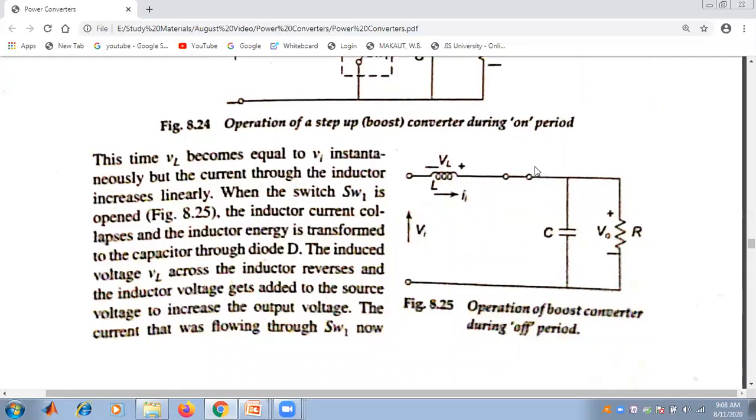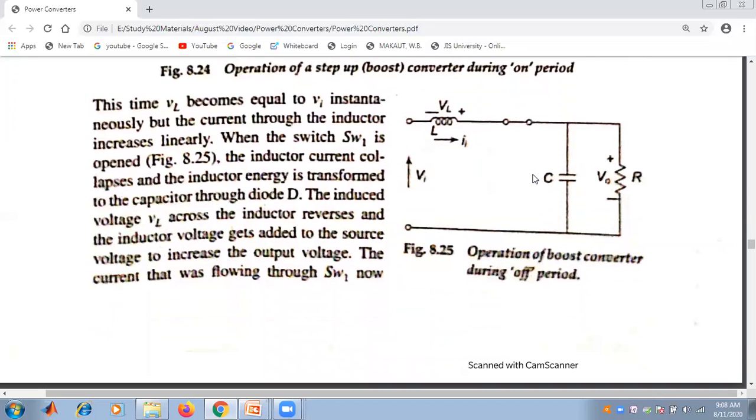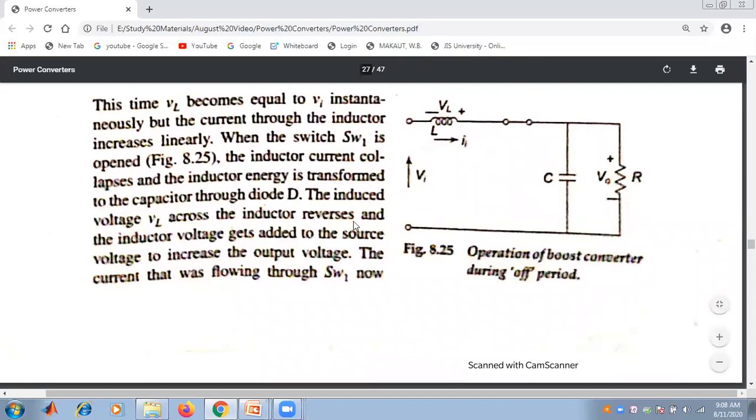When the switch is opened, the diode comes into forward bias. This makes the circuit close. Now the current that was increasing during the on time of the switch through the inductor goes on decreasing, or collapses, and the energy of the inductor is transferred to the capacitor through the diode. The induced voltage across the inductor, VL, reverses, and the inductor voltage gets added to the source voltage to give the output voltage.